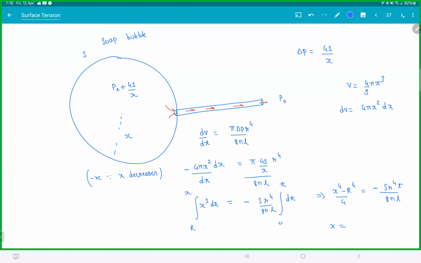Clear? Any doubts on this? Next one. The limits, yeah, we have to be careful. Next thing.